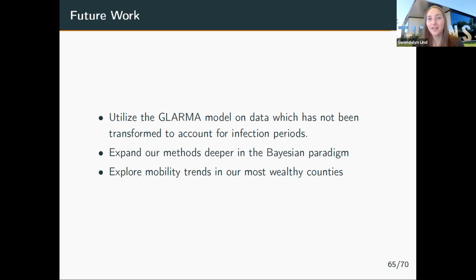So for future work, there are many more ways we can extend our research and investigate even further in our COVID-19 data set. So for one, we will continue to utilize the GLARMA model. We applied the GLARMA model to transform the data, so we can apply it again to the COVID data that hasn't been blocked or condensed, since GLARMA can account for the relationship within the data, so maybe this can produce better results. Additionally, we are planning to expand more into Bayesian analysis in the future, as we have some code already in place. And lastly, we want to look further into the mobility data so we can explore trends in the most wealthy counties to see if we can spot any distinct features to understand their differences.